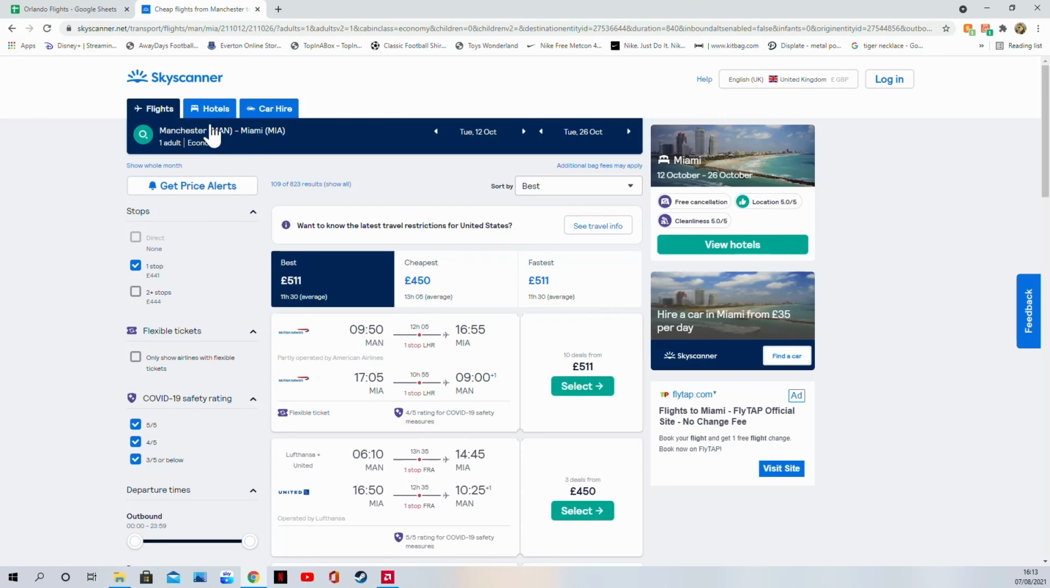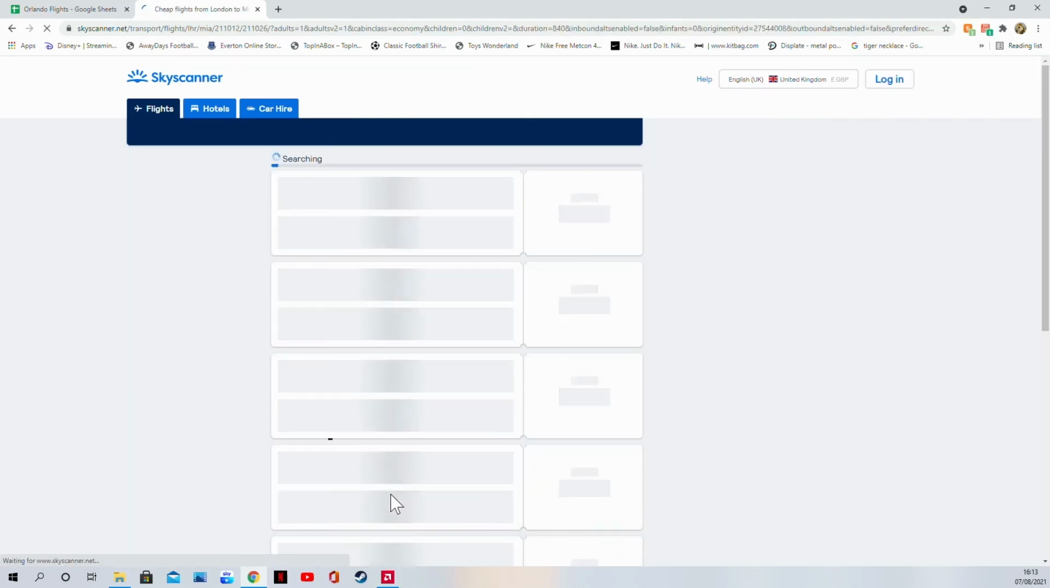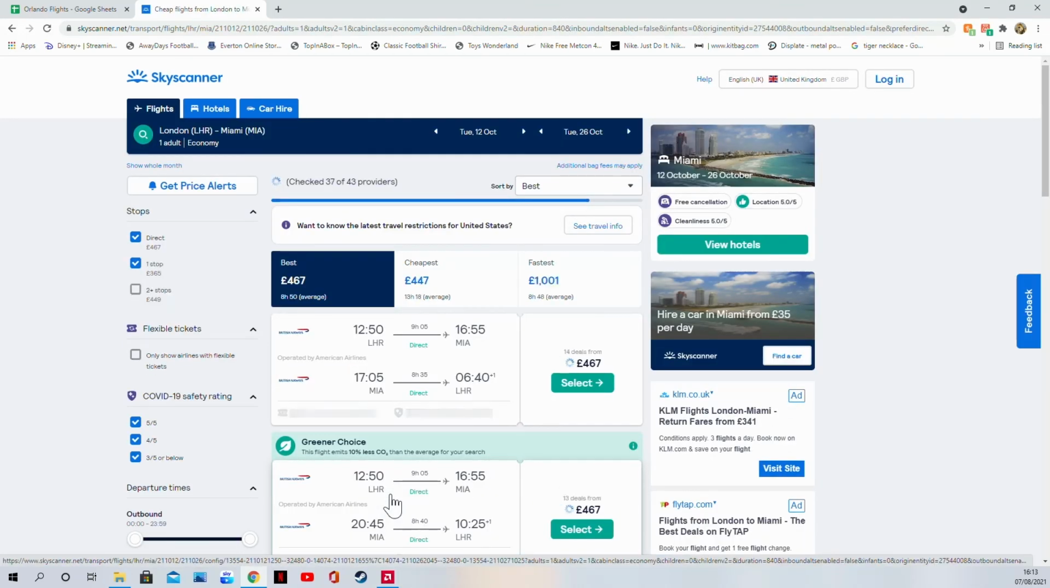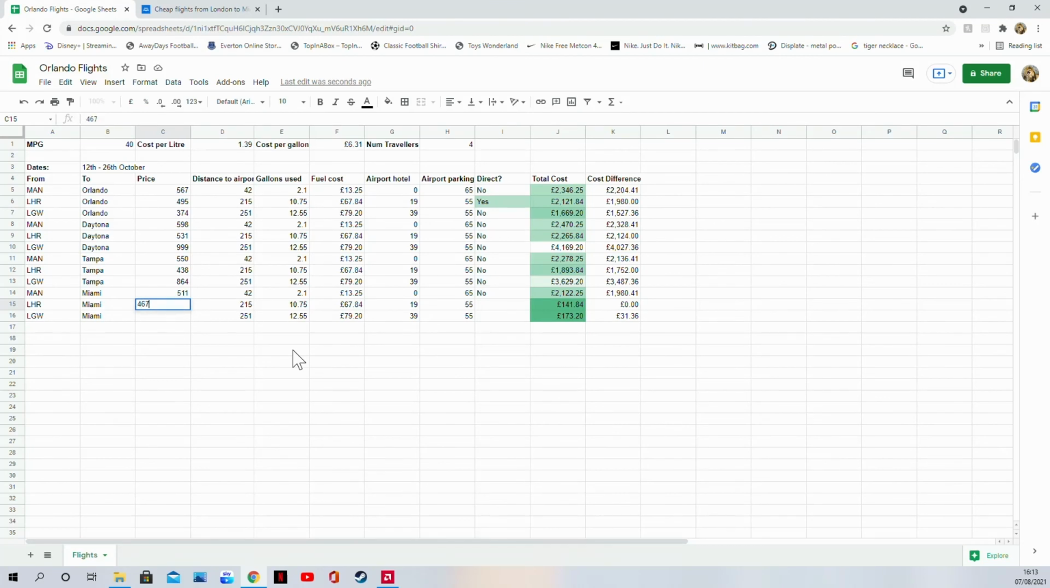We'll quickly switch to Heathrow now. So this should come up with a direct one, seeing as that other one was a single stop in Heathrow on the way. So you can see that's saving a bit there, so it's down to 467. So 467, and that's direct.